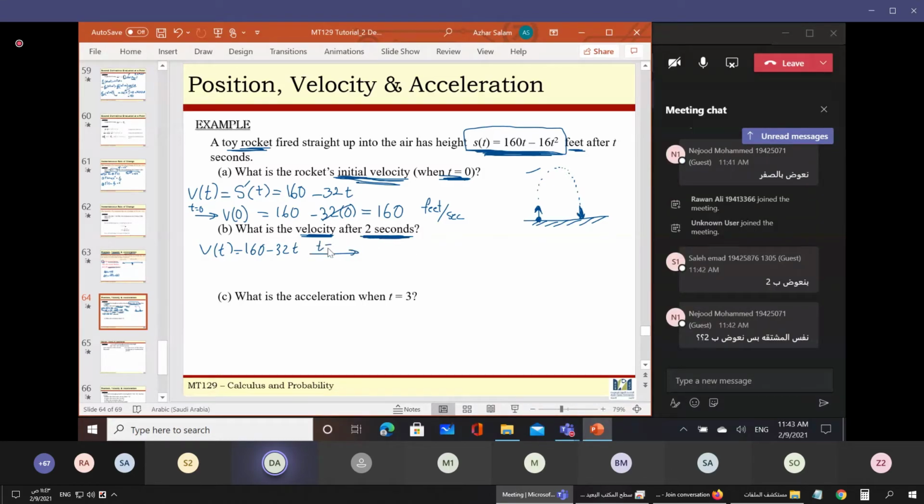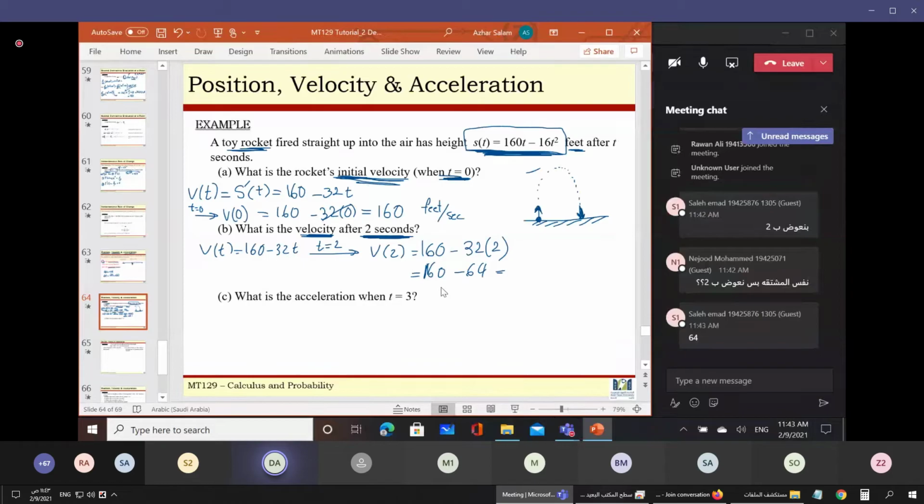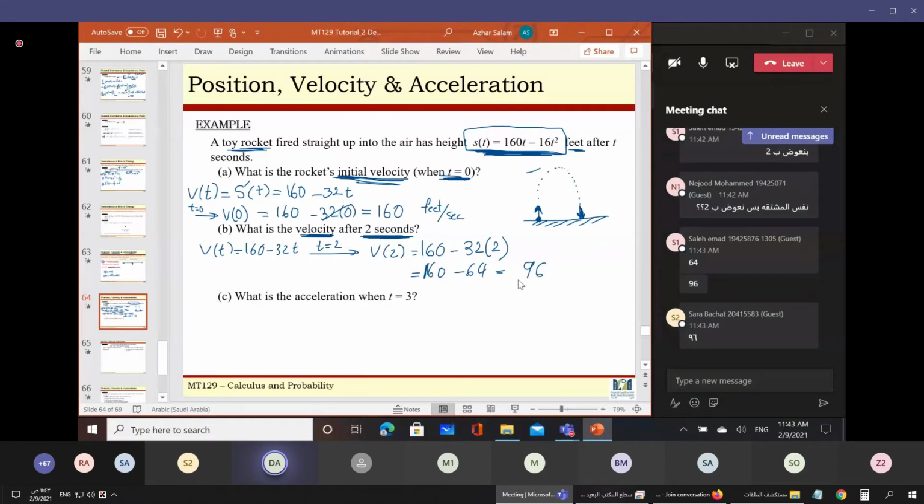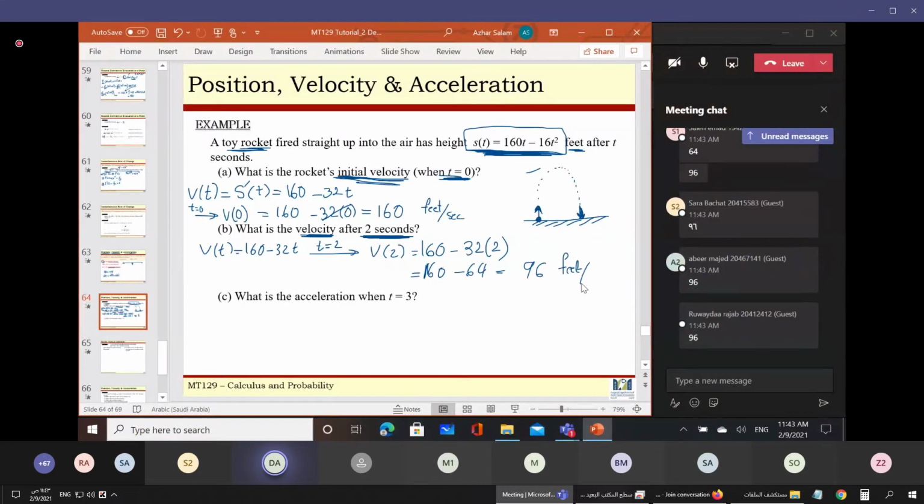t equals 2. v of 2 is 160 minus 32 multiplied by 2, which is 160 minus 64, equals, what's the result here? It will be 96. It's also velocity, so the unit will be feet per second. This is the velocity at second 2.